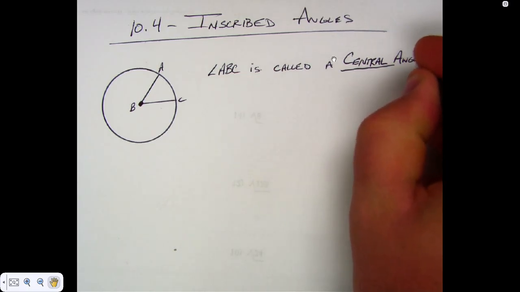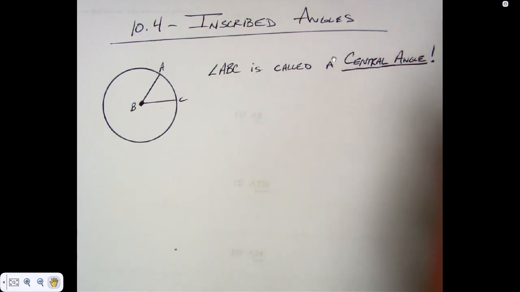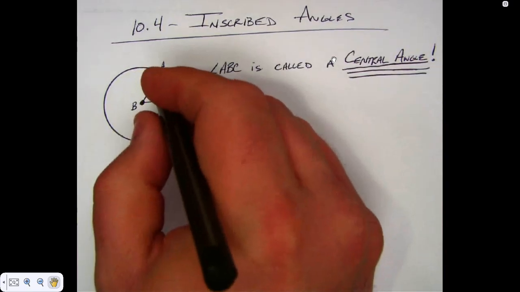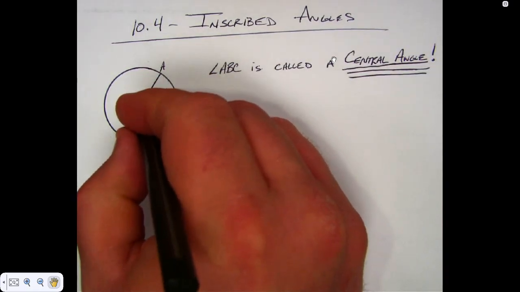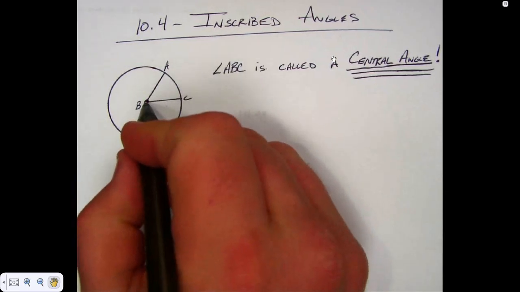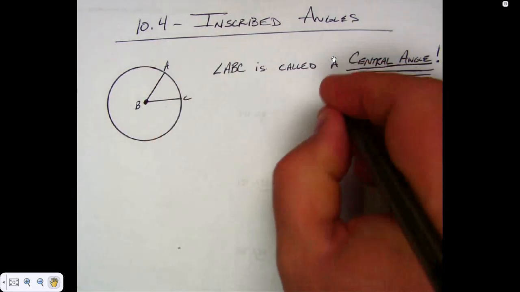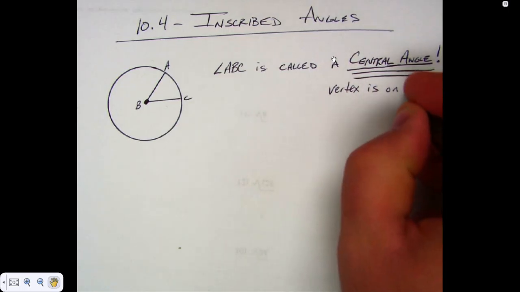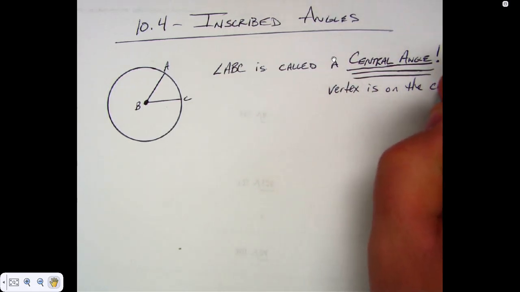Why is it called a central angle? Because it's the angle from the center. What is this thing called, though, in geometry words? The vertex of the angle is on the what? Is on the center.